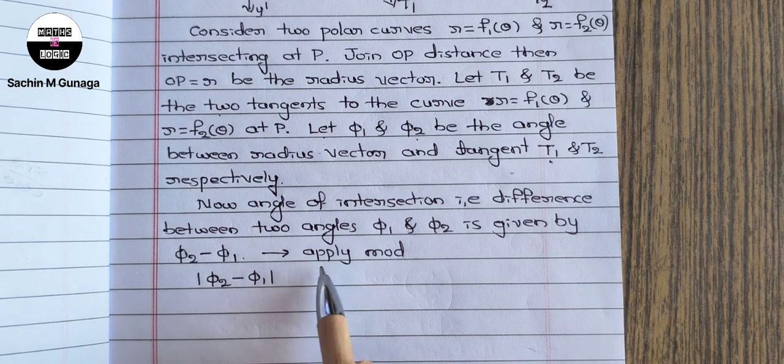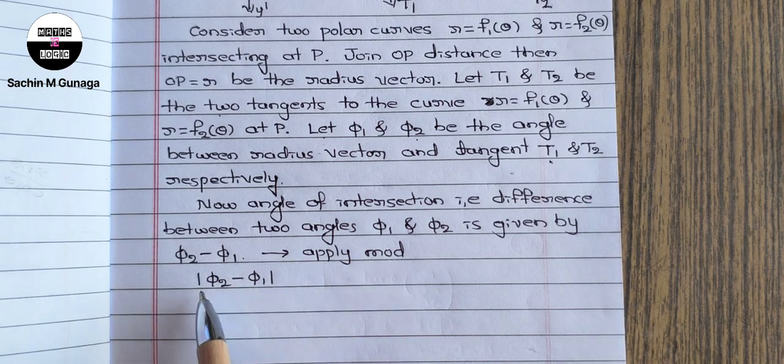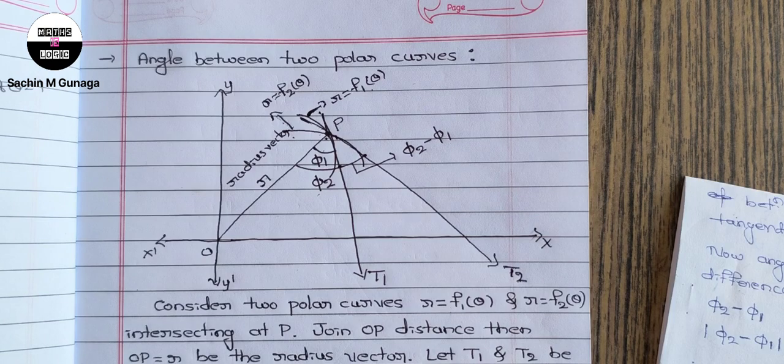So here what I am going to do next is apply the mod for this. What is the use of the mod? Here, if a negative answer comes, to make that positive we are going to apply the mod. So after applying the mod, it will be mod of phi 2 minus phi 1.